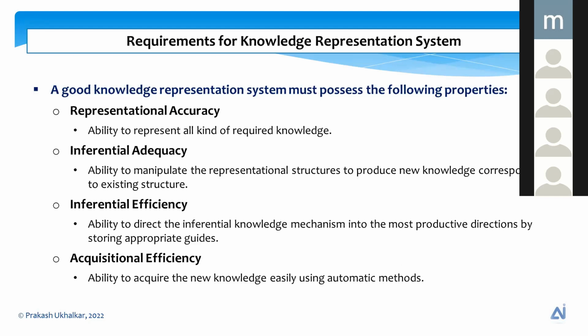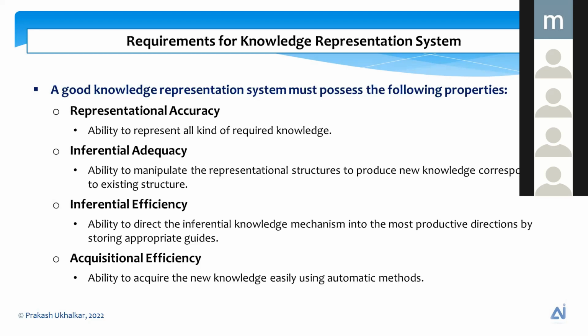We want the knowledge representation system to be good enough, with certain properties. We want the knowledge representation system and all the knowledge base in it to have representational accuracy. So it is the ability to represent all required knowledge. If we have designed a system to perform certain tasks in the given environment, it should perform all those actions which we have built it for, right? So accuracy.